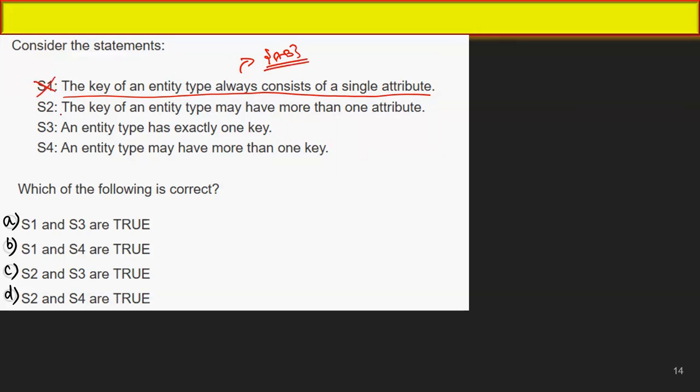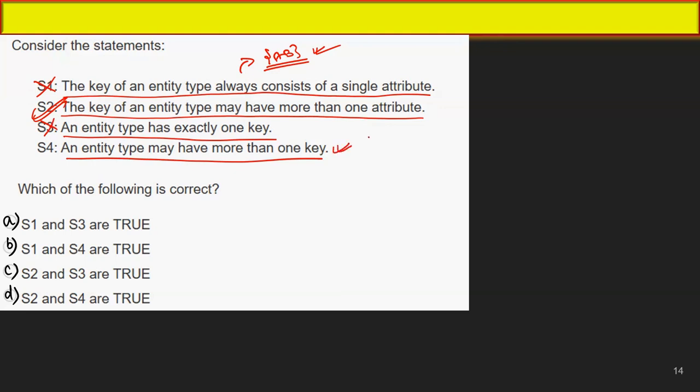Next one, a key of an entity can have more than one attribute. Yes, this is true. More than one attribute is possible. An entity type can have only one key. Whether that is necessary? No. Yes, very good, that is not necessary. More than one key is possible. Already we have discussed AB is a key, BD is a key. We have discussed a lot about it, right? So S4 is possible. So S2 and S4 are true. Answer is D.